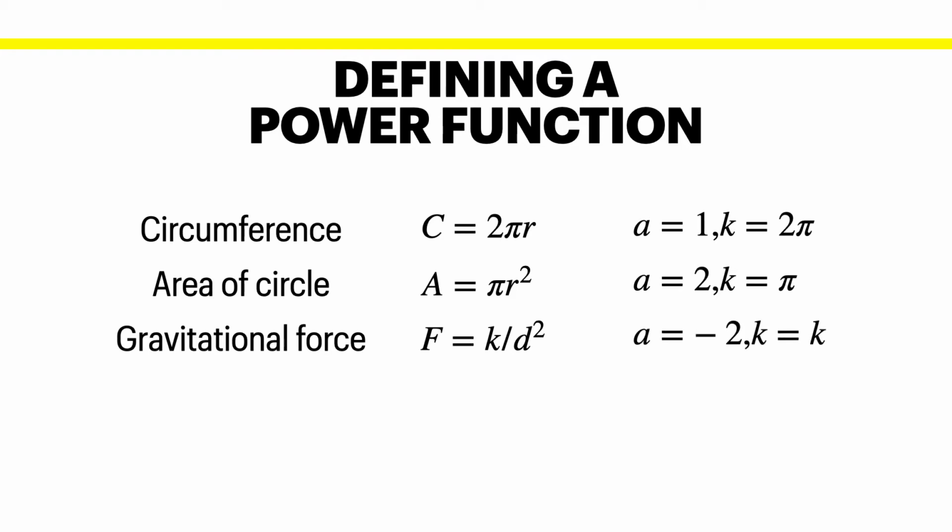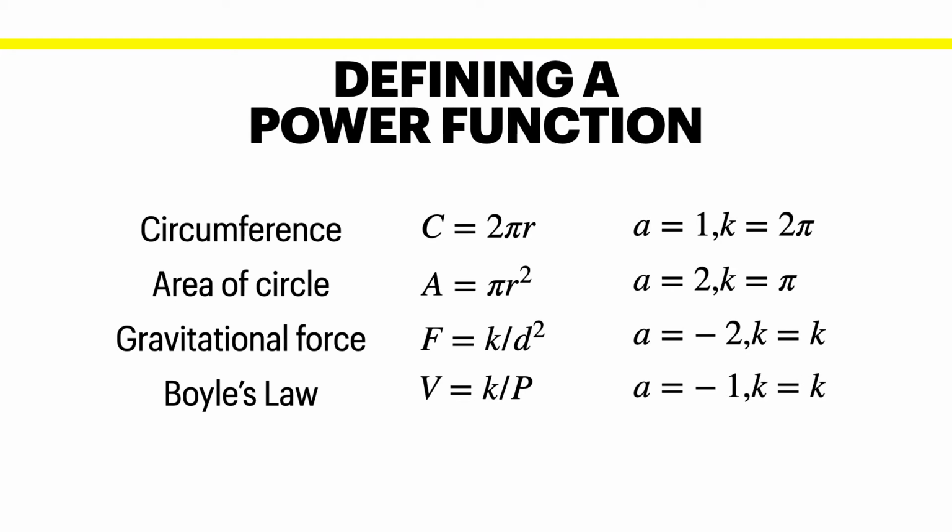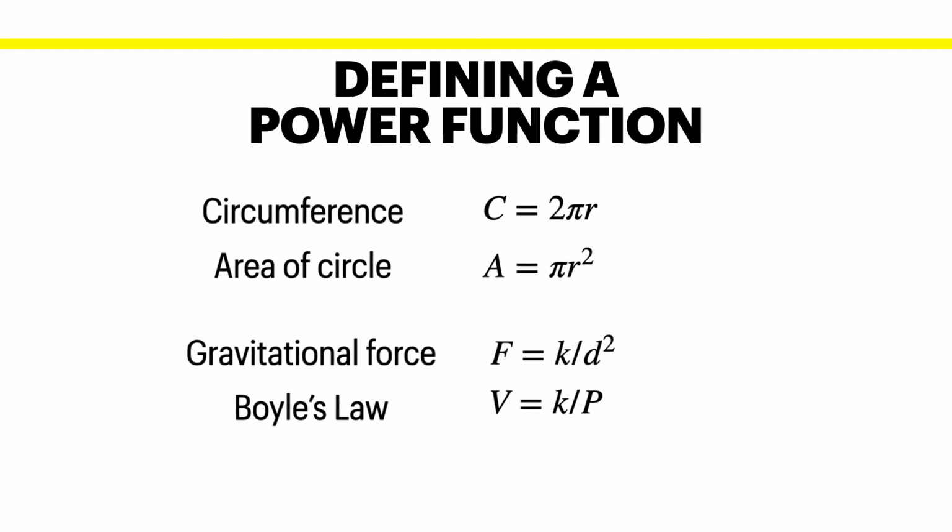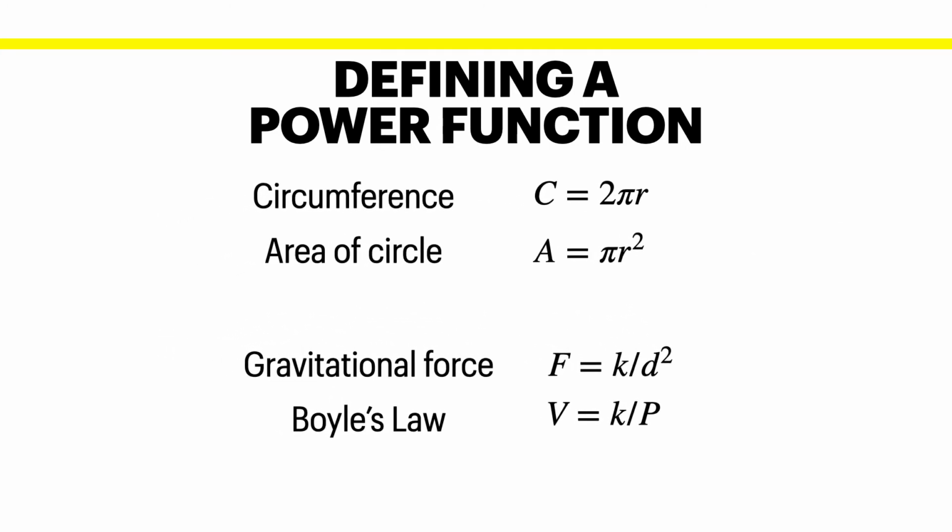In return, our A, or our power, is now negative 2, only because technically D has a power of negative 2 if we're going to put it in the numerator. And for our constant, we have the K, which is still K. Next, we have Boyle's law. Following this formula of V is equal to K over P, the same goes. So instead of 1, we have negative 1 as our power for this variable P, and the K is the same as the constant. Dividing them, we are going to notice something.